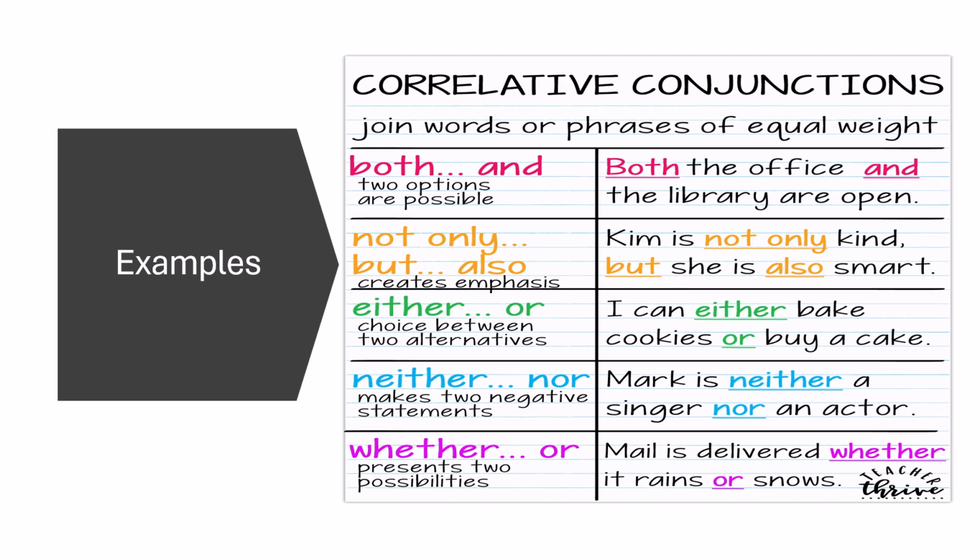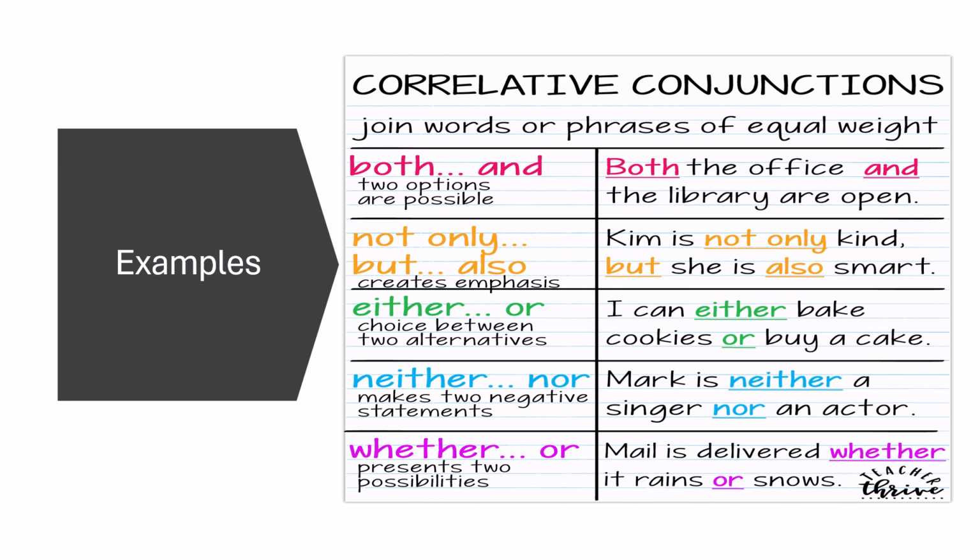Again, you can see this example, both the office and the library. So again, you're having the correlation here. Then you have not only but also: Kim is not only kind but she's also smart. Then you're having either or: I can either bake cookies or buy a cake.